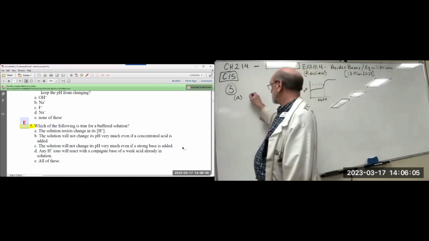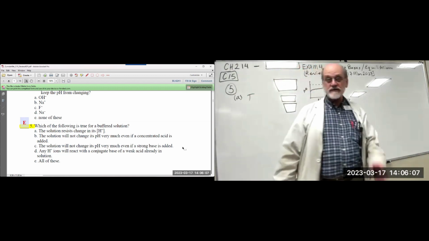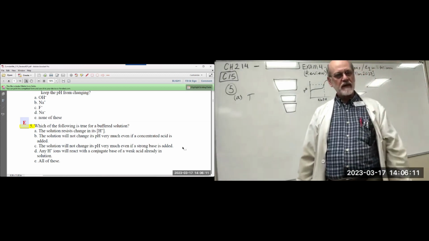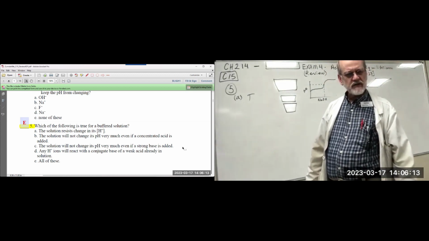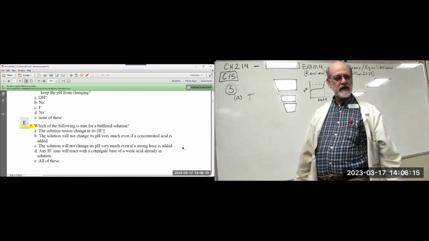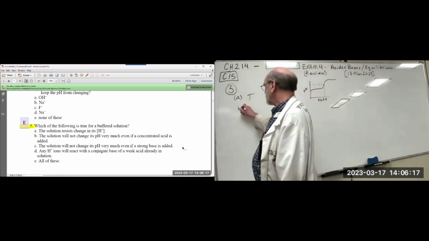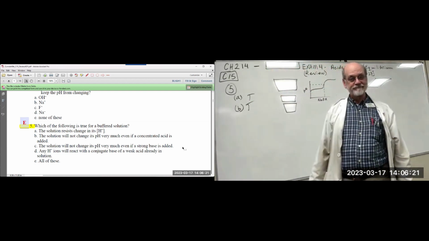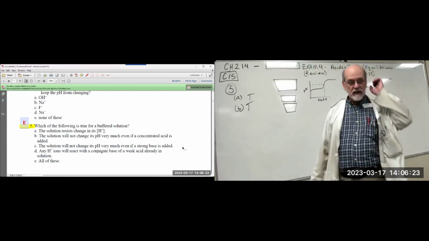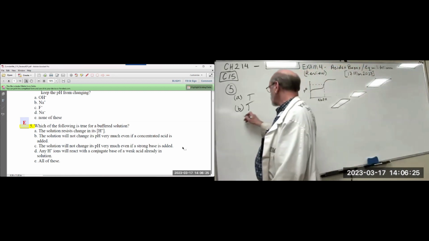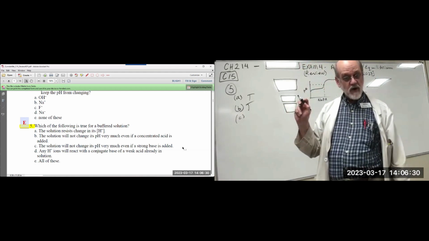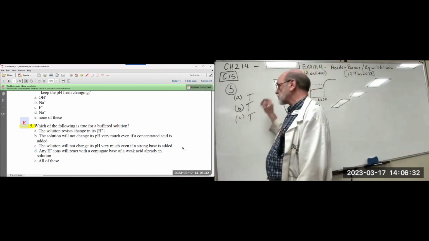Yeah, it does. It resists the change in hydrogen ion concentrations, which translates to pH. Okay, the solution will not change its pH very much, even if a concentrated acid is added. That's also true. That's characteristic of a buffer. C, the solution will not change its pH very much, even if a strong base is added. That's also true.